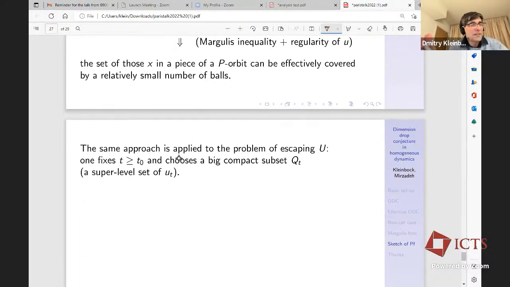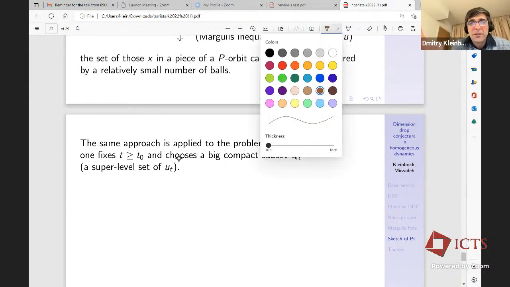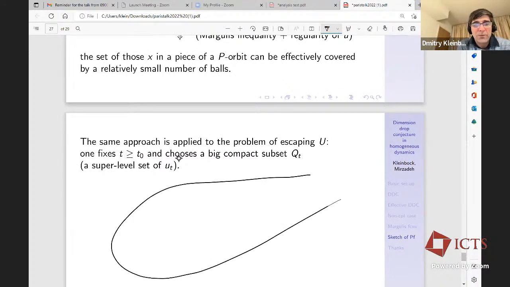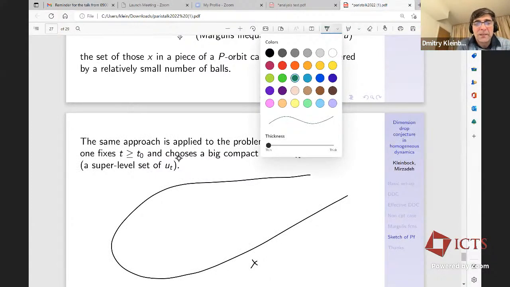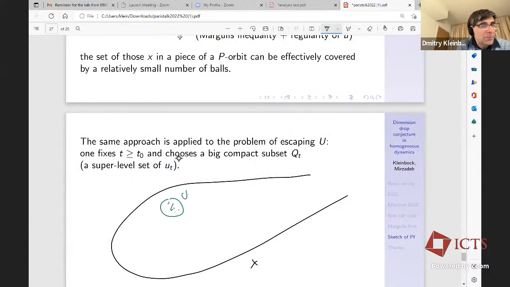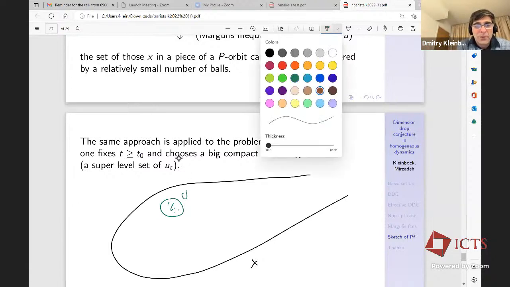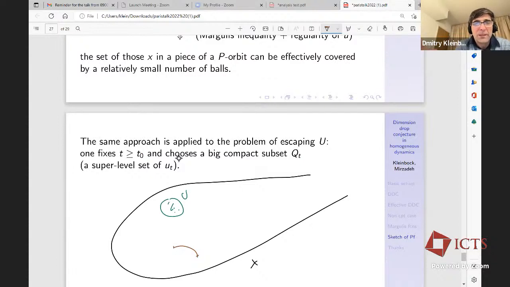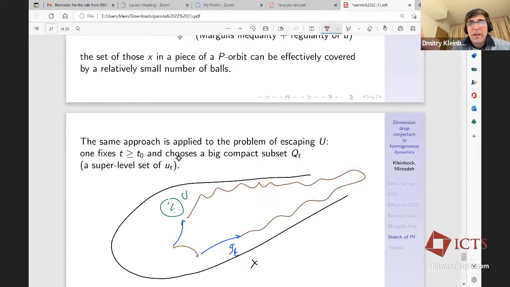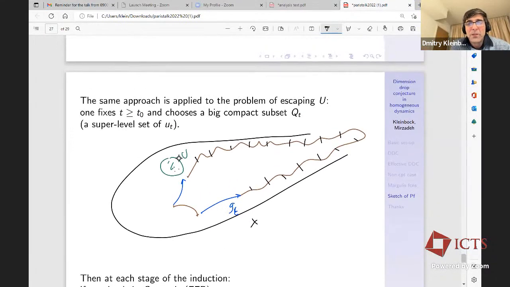So maybe as a last picture to show, again, you have my non-compact space X, and this is the set U that you want to escape, and then you start with a little piece of p orbit attached to X. You apply GT, and you are in the same situation. You have a very long stretch, and some of it is far away and some of it is close, and then you want to break it into little pieces and apply the same technique to each piece, and then it depends on whether or not you are far or not so far.